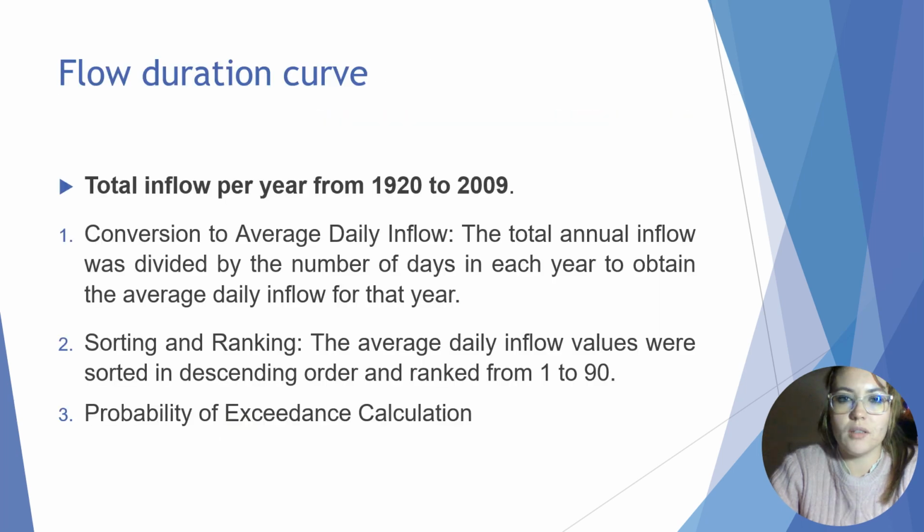The total inflow per year was provided from the year 1920 to 2009. This was converted to an average daily inflow per year, taking into account years that would have an additional day due to it being a leap year. Ranking the daily inflows in descending order from 1 to 90, whereby 1 was the highest daily inflow and 90 was the smallest, meaning at 90, this was the driest period. The probability of exceedance was calculated for each rank inflow. This probability indicates the likelihood that a given flow rate will be equaled or exceeded.